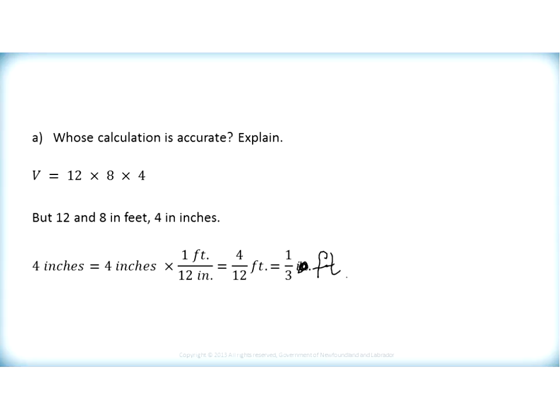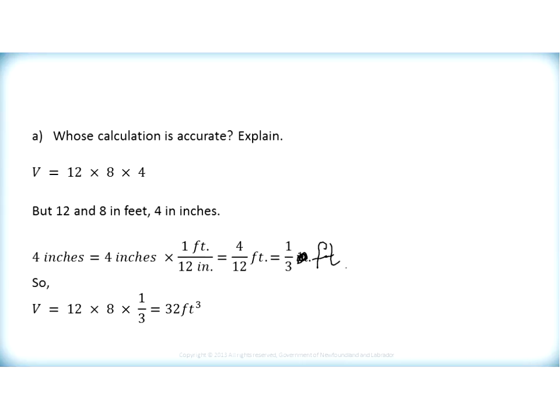Okay, so 4 inches, we know that there are 12 inches in 1 foot. So we have 4 inches. It would give me 4/12 of a foot, which can be reduced to 1/3 of a foot. So if we calculate the volume using 1/3 of a foot instead of 4 inches, what we get is that the volume is equal to 12 times 8 times 1/3, which does work out to be 32 cubic feet. So who is right? Vic is right. We only need 32 cubic feet.